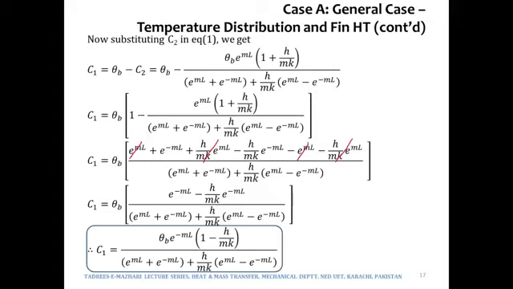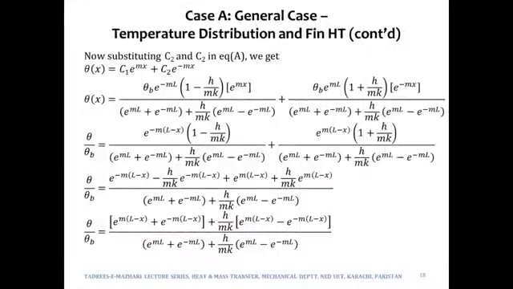So after finding out C1 and C2, we will put those expressions of C1 and C2 in equation A to get theta as a function of x, or in fact temperature as a function of x. So equation A was that theta x is C1 e to the power mx, plus C2 e to the power minus mx. Now we have e to the power minus ml times e to the power minus mx.